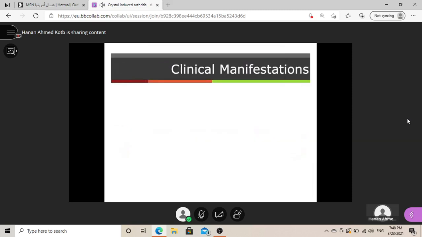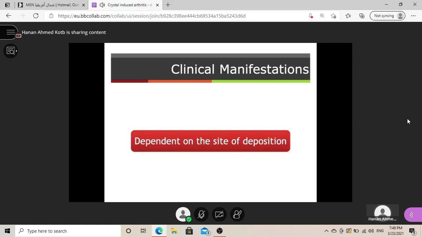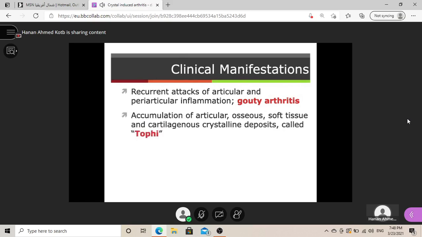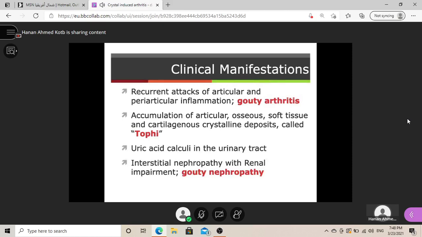What are the clinical manifestations of gout? It depends on the site of deposition. If we have deposition in articular and periarticular sites, we have recurrent attacks of arthritis, what we call gouty arthritis. If there is accumulation of articular, osseous, soft tissue or cartilaginous crystalline deposits, they are called tophi. If the uric acid deposits in the urinary tract in the form of calculi, we have stones. If they are deposited in the renal parenchyma, we have interstitial nephropathy with renal impairment, called gouty nephropathy.